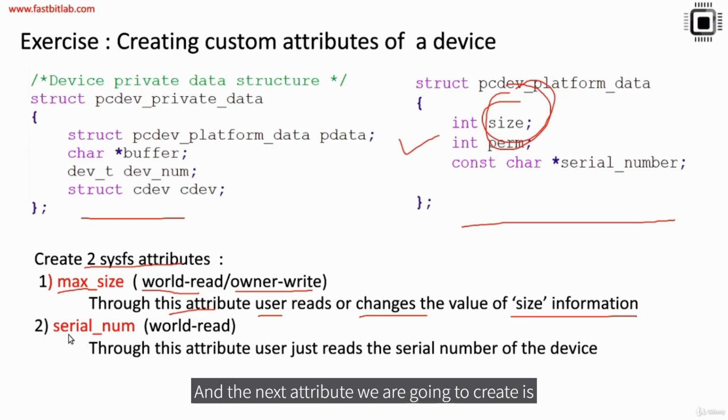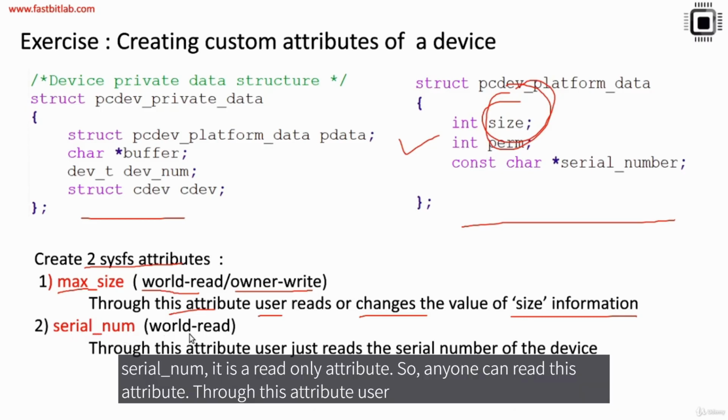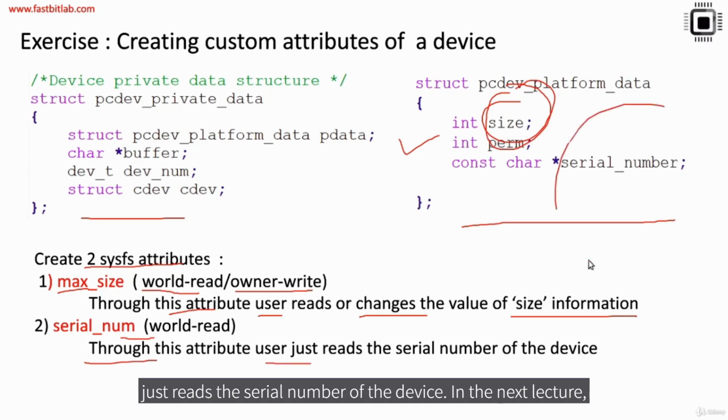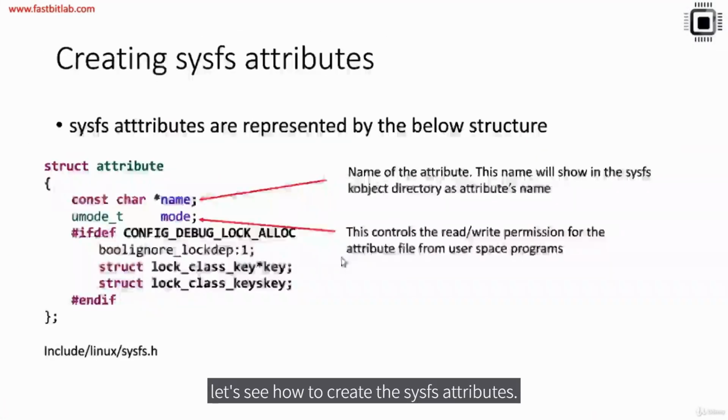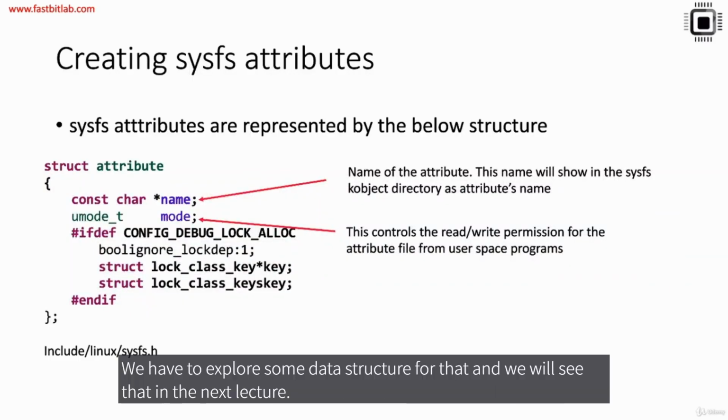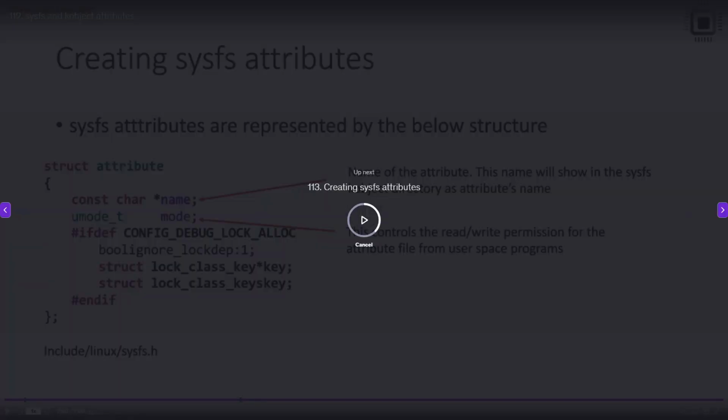And the next attribute we are going to create is serial_num. It is a read-only attribute. So anyone can read this attribute. Through this attribute, user just reads the serial number of the device. In the next lecture, let's see how to create the sysfs attributes. We have to explore some data structure for that, and we'll see that in the next lecture.